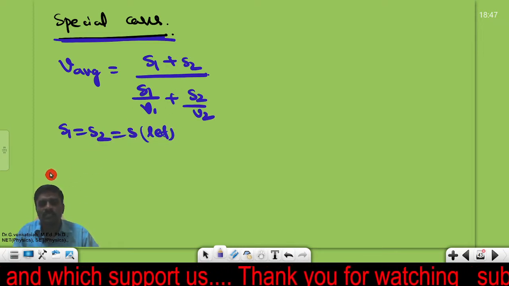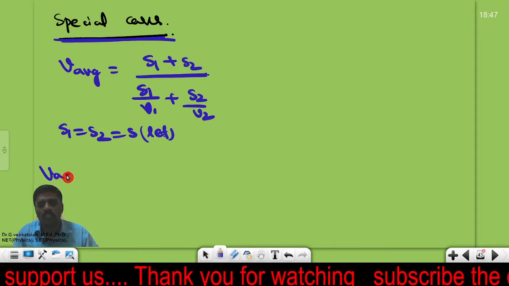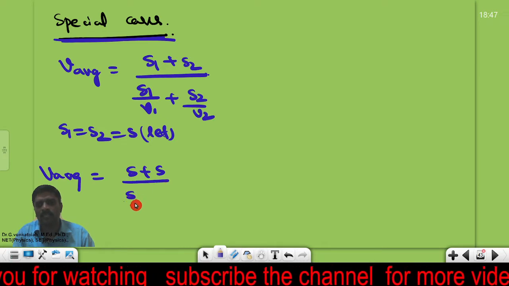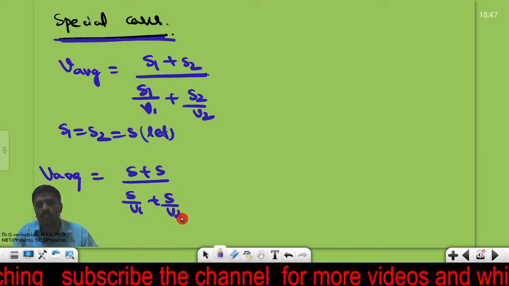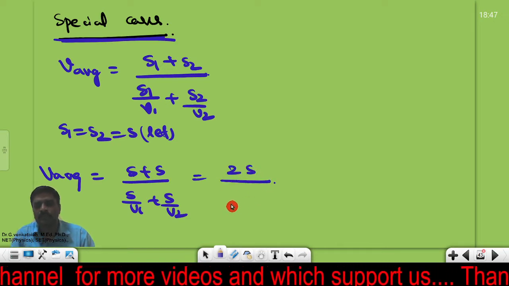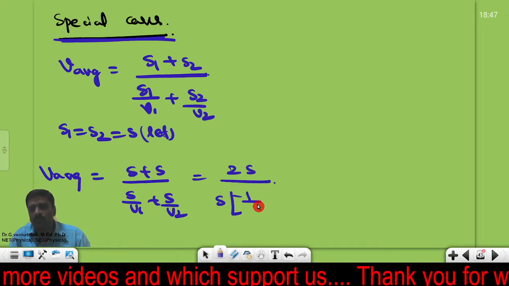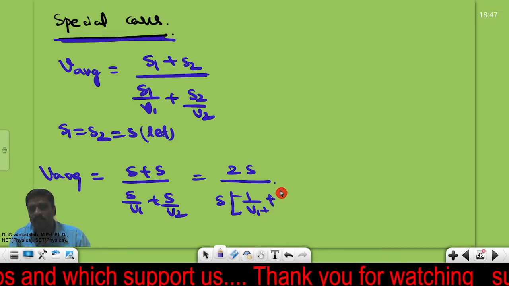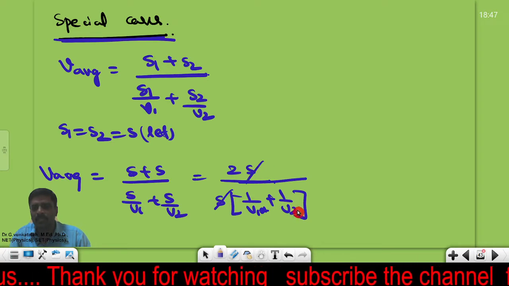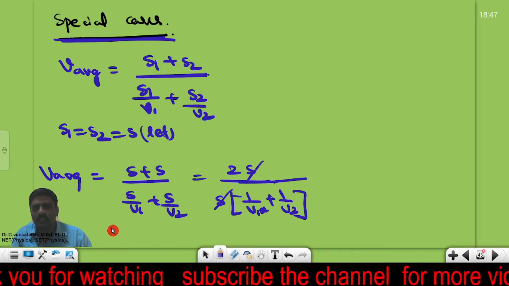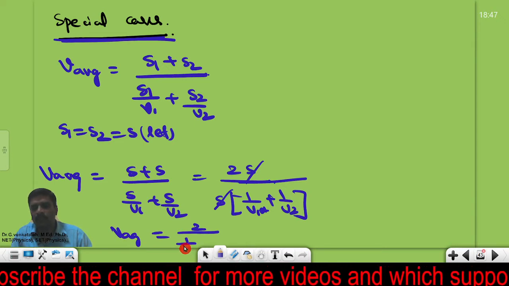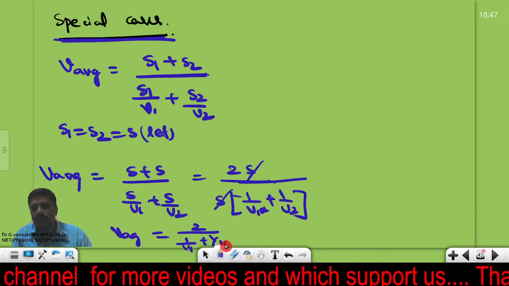Now use this equation. V average is equal to (S plus S) divided by (S by V1 plus S by V2). If we take the common factor, we get 2S divided by S into (1 by V1 plus 1 by V2). Both S cancel. So V average is equal to 2 divided by (1 by V1 plus 1 by V2).